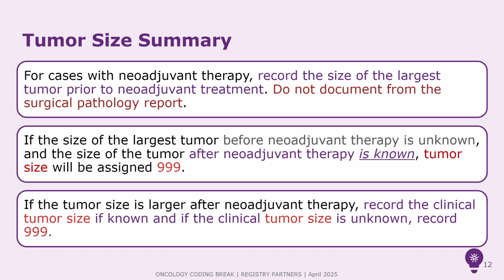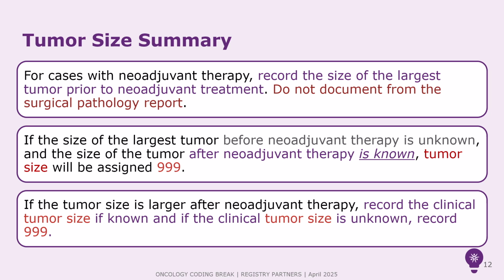Tumor size summary. For cases with neoadjuvant therapy, record the size of the largest tumor prior to neoadjuvant treatment. Do not document from the surgical pathology report. This is due to the tumor size hopefully being affected by the neoadjuvant therapy and it shrinks.